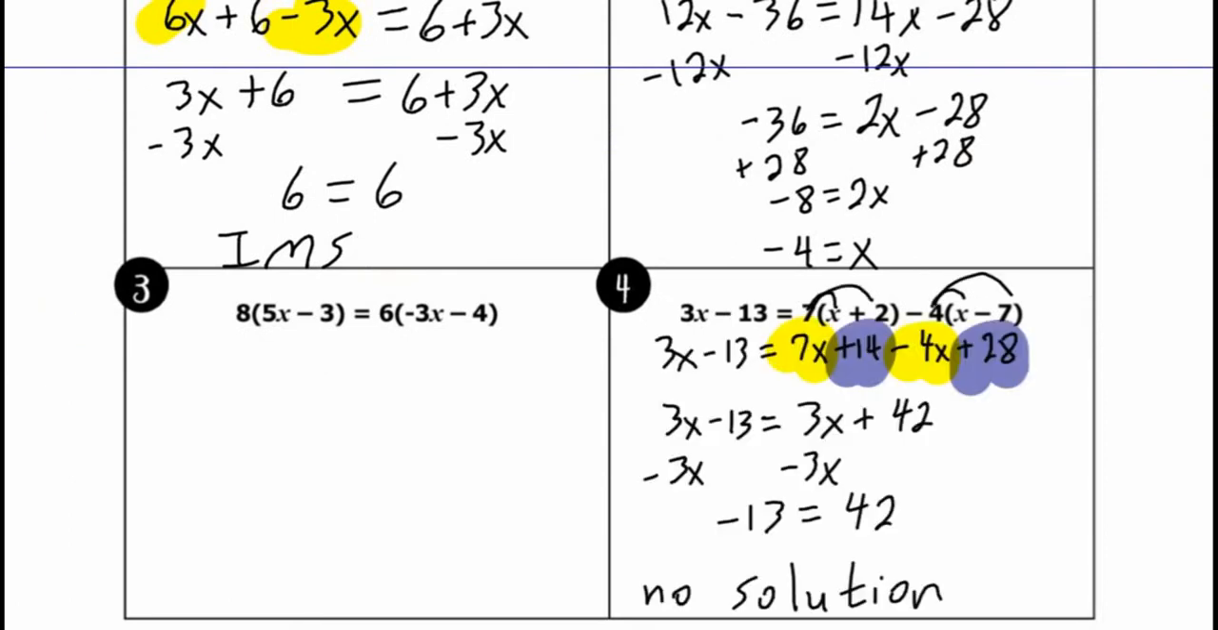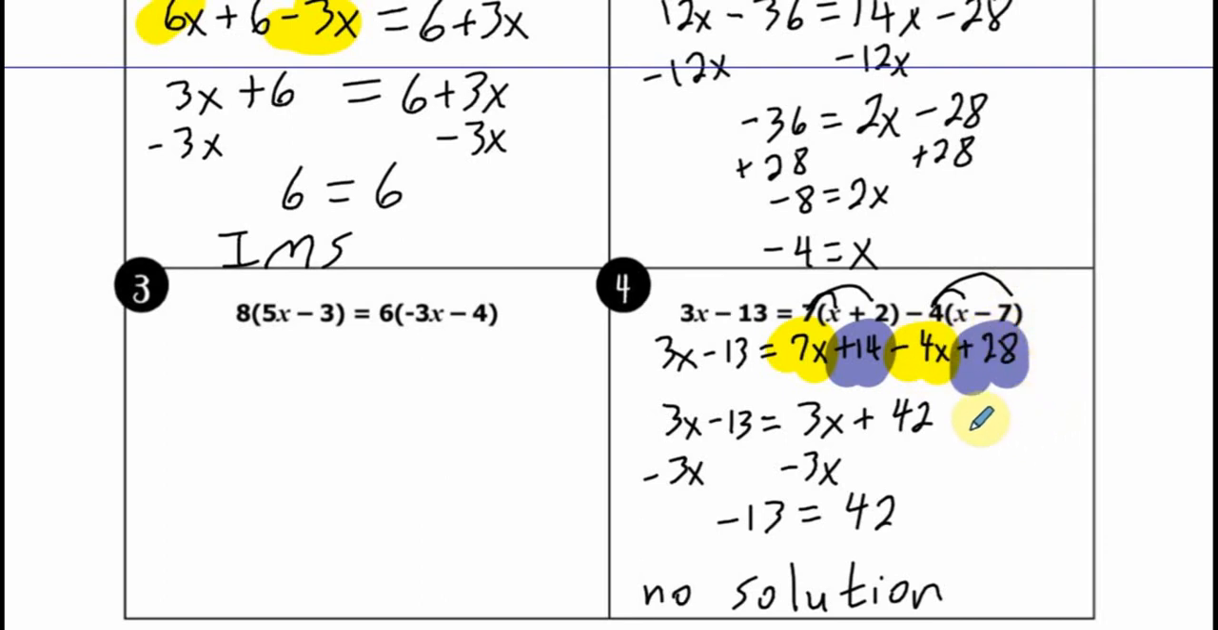All right, let's see how you guys did. So first thing you notice is I have to distribute twice here. So I have to do 7 times x, 7 times 2. I get 7x plus 14. And then I have to distribute the negative 4. Make sure you don't do 4 times, do negative 4. So negative 4 times x and negative 4 times negative 7. So I get negative 4x plus 28.